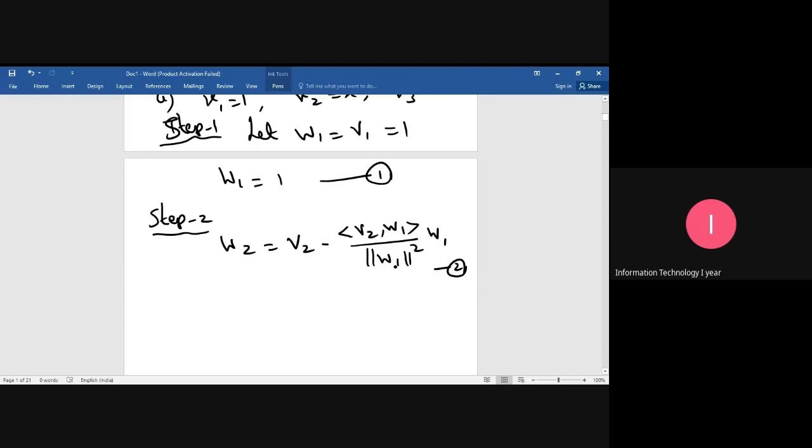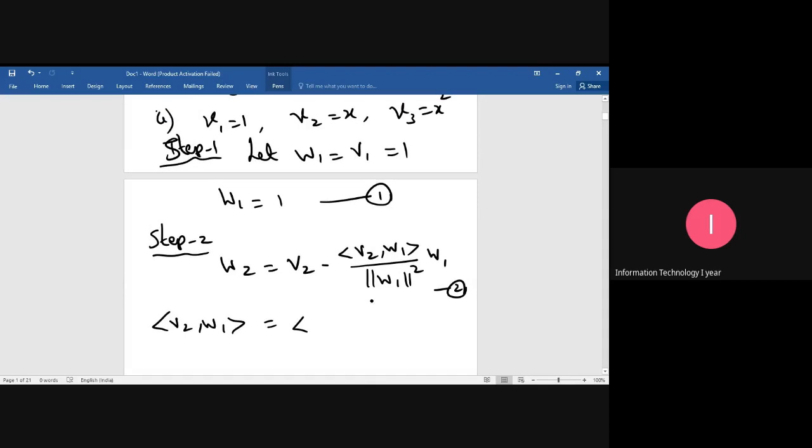So for finding W2, we need the inner product of V2 comma W1 and norm W1 square, right? We just calculate it. The inner product of V2 comma W1: V2 is x, and we have taken W1 as 1, so it is the inner product of x comma 1.